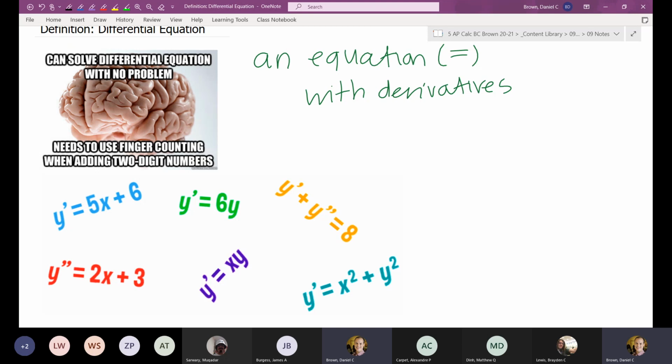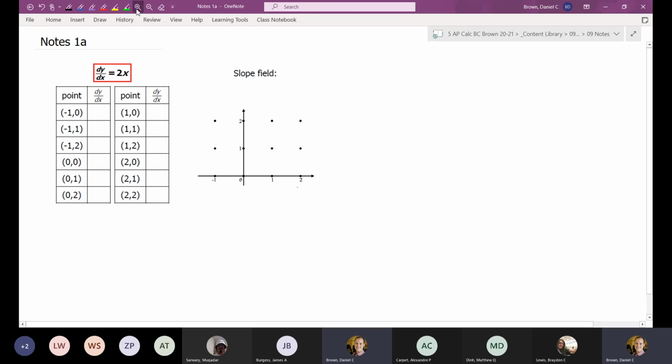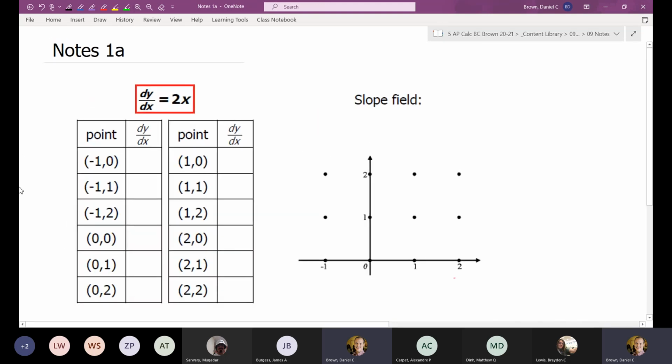So the first thing that we're going to look at is something called a slope field. And a slope field is basically going to be a representation of the derivative.